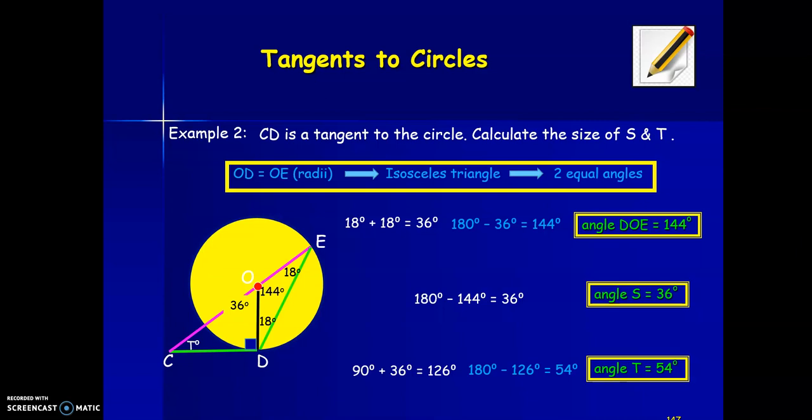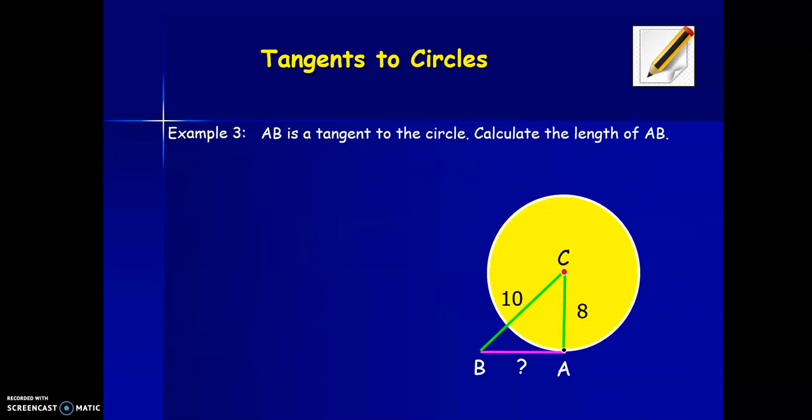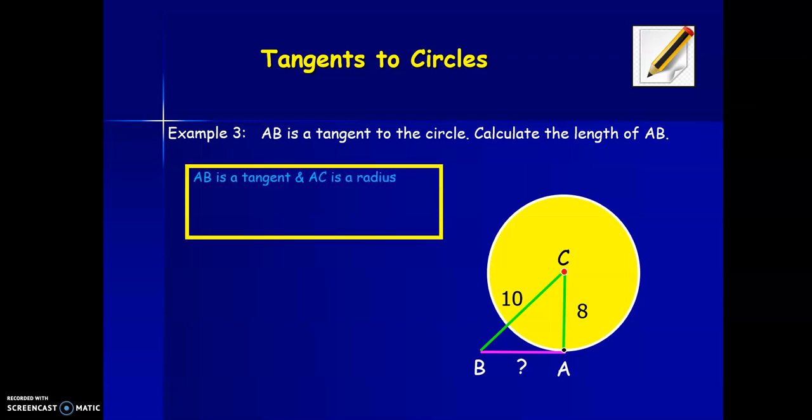Now we can also use Pythagoras' theorem when we encounter tangents. So here's an example using Pythagoras. AB is a tangent to the circle, and we want to calculate the length of AB. So you're told AB is a tangent. A radius AC is also in the diagram. We know from our notes that a tangent and a radius make a right angle. So we can fill that in the diagram.